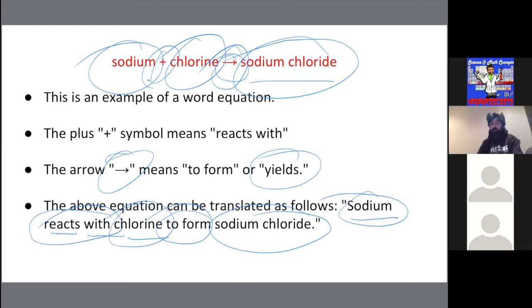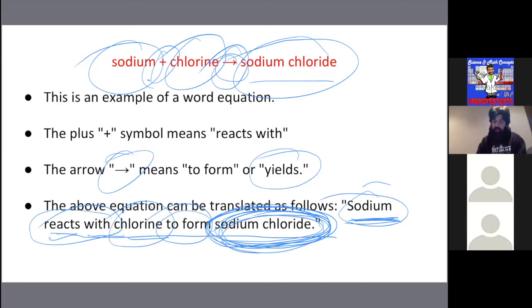Sometimes I might word it as sodium chloride is formed. So think about the way I'm wording it: sodium chloride is formed when I mix sodium plus chlorine together. Notice how I said the product first, and then I said the reactants. So not always are you going to be given the exact order the way it's written. I might go backwards and say, this is what we're making when I mix sodium and chlorine together. So be careful of the wording.